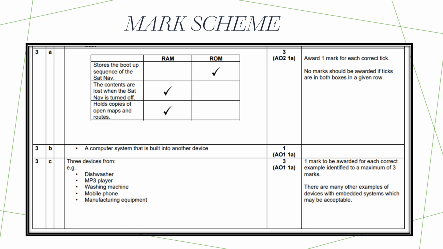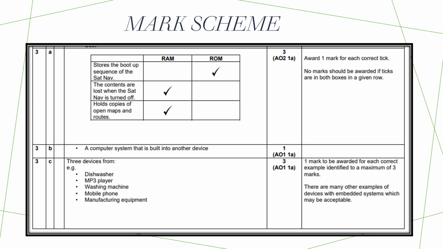The contents are lost when the sat-nav is turned off. We know that RAM is volatile, so that is why this one is RAM. And finally, we know that RAM holds whatever you are doing, currently running instructions. So therefore, the copies of open maps are held in RAM.